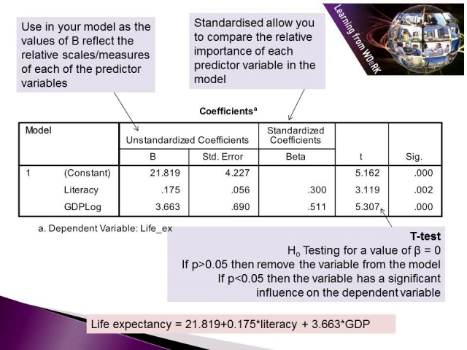So if we actually plug that into the equation, we have life expectancy equals our alpha, so our constant, which is 21.819. You can see that under the B column, that's our constant. Then we add our B1, our beta 1 value, which is 0.175 times literacy, plus our B2 value, our beta 2 value, which is 3.663 times GDP.